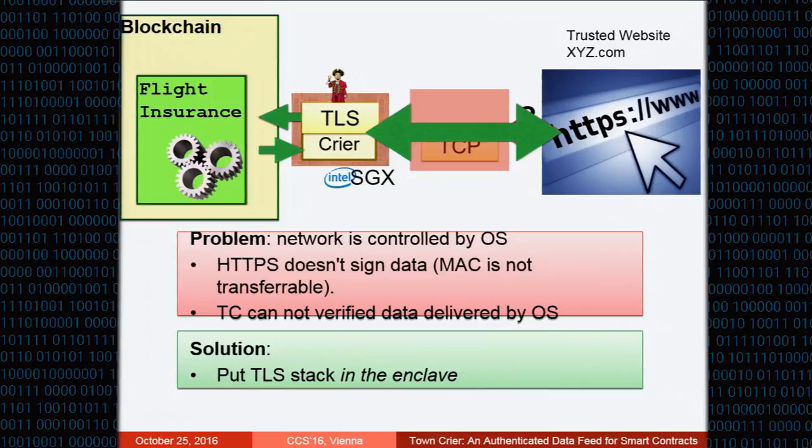Now the OS and the malicious network become a gigantic man in the middle. And by the security of TLS, a man-in-the-middle attack is not a problem. So in spite of the presence of this malicious network, we still have an authenticated channel from Town Crier to the trusted website.